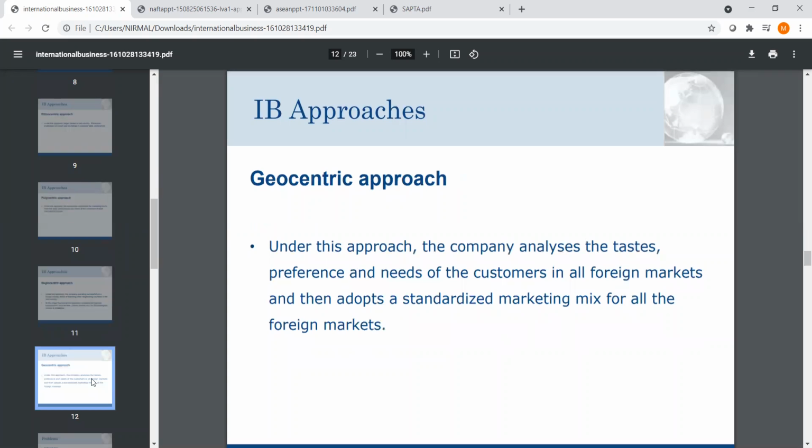Geocentric approach. Under this approach, the company analyzes the taste, preference, and needs of the customers in all foreign markets, and then adopts a standardized marketing mix for all the foreign markets.